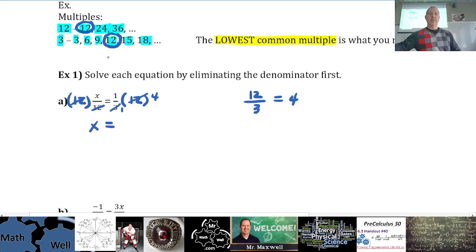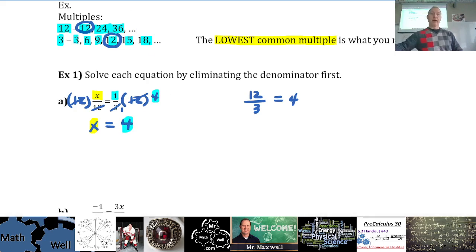So now I have, and you got to be careful here, these 12s are gone, so I only have the x left on the left side, and everything else is gone. The 12 and the 3 have disappeared, and I have a 1 and a 4 left. So guess what? On this side, I have 1 times 4, or 4.